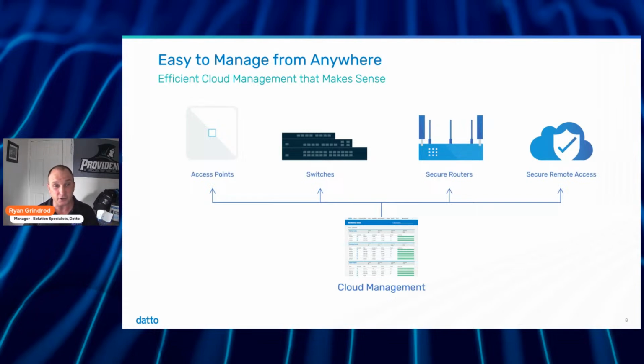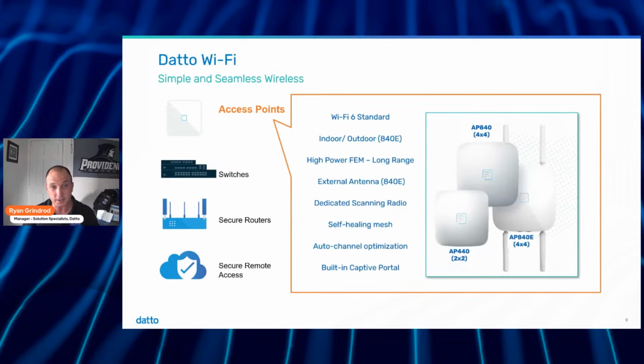So as you can see on your screen, we have wireless access points, 3 different models, all support Wi-Fi 6, really performant hardware here. You've got a Qualcomm chipset, a high-powered front-end module, a dedicated scanning radio, and self-healing mesh support on every access point in the lineup today. Also some really great software features. My favorite thing is how easy it is to deliver secure wireless for guest networks. 3 different models designed to fit all of the different types of environments where you might need to deploy Wi-Fi today.